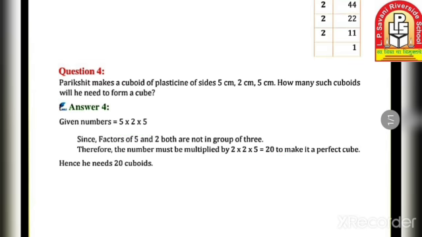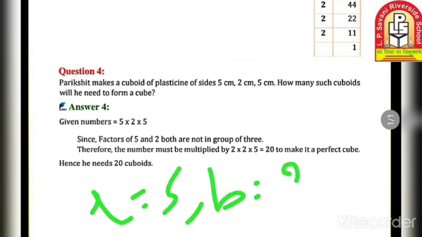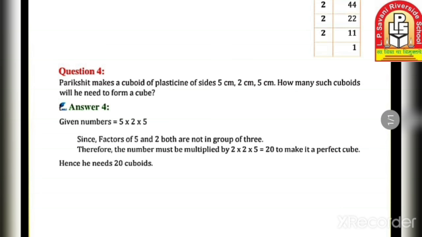So in the cuboid, the length is 5, the breadth is 2, and the depth is 5. Okay, so factors 5 and 2 are both not in a group of three, and therefore the number must be multiplied by 2 multiplied by 5, which is equal to 20, to make a perfect cube. Hence he needs 20 cuboids.